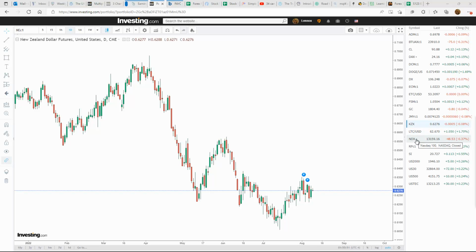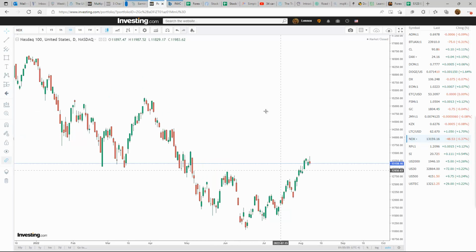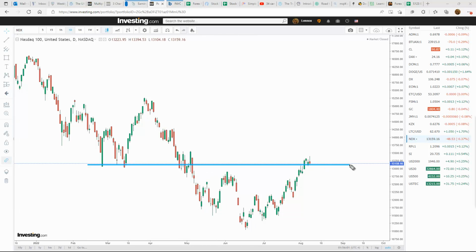Let's take a look at the Nasdaq. Nasdaq has had quite a push. This is on the daily. We've pushed back up into this support resistance area. Lots of strength, and now looking like we're ready to come back down. Okay, so this is on the daily, looking like some weakness is setting up.